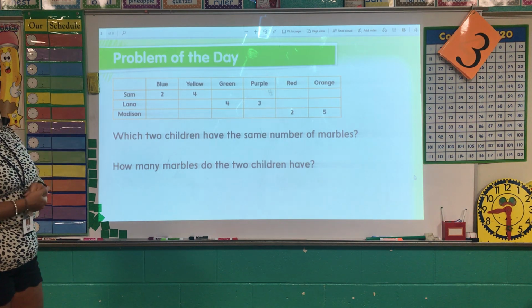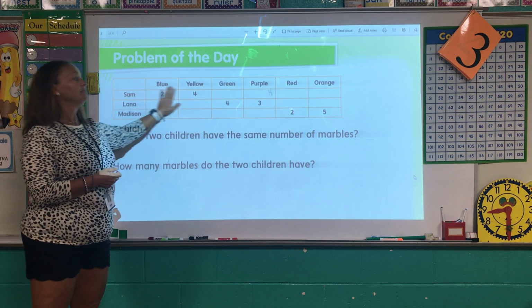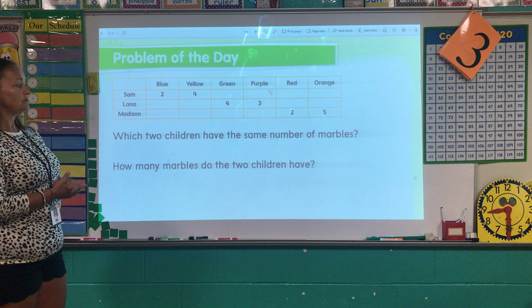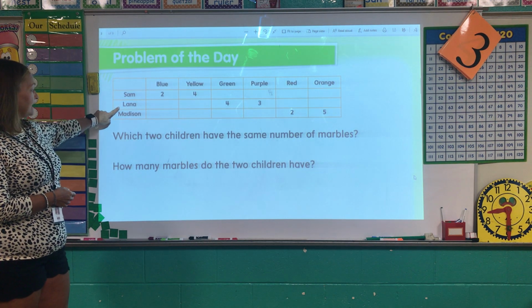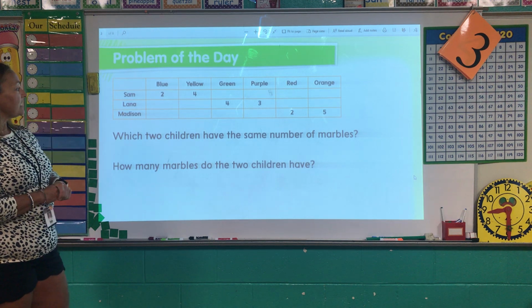So here's our problem of the day. We're going to look at this chart here, and we're going to try to figure out which two children have the same number of marbles. We have Sam, Lena, and Madison. So they each have some marbles.